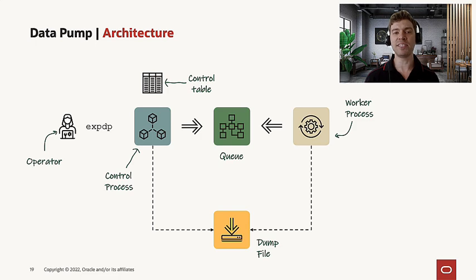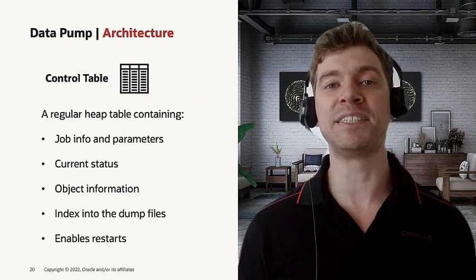The control process will also write data on the dump file from this control table. So the control process needs to update the dump files with the control table that's going to be kept on the dump file as well. Now let's see what we have inside this control table, or master table.